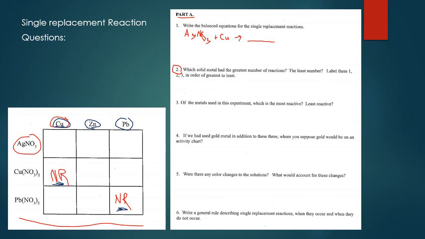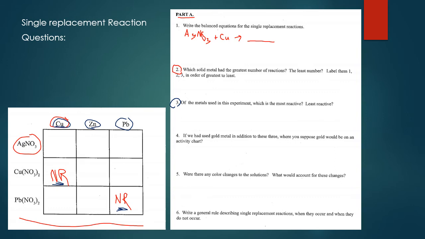Now next, number 3, it says of the metals used in this experiment, which one is the most reactive and the least? Okay, this is going to be the same as number 2. Whichever one had the most reactions, it's going to be the most reactive. So you're still just using copper, zinc, and lead. Which one of those 3 metals is most reactive? So which one had the most reactions?